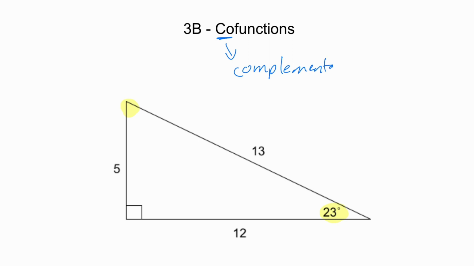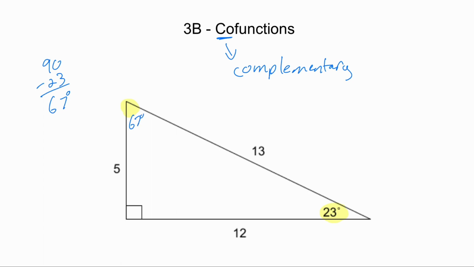Now, if you remember, complementary means adds to 90, right? These angles add up to 90. So that means this missing angle and 23 have to add up to 90. If I take 23 away from 90 degrees, I end up with a 67-degree angle. Now, here's the cool part of this.